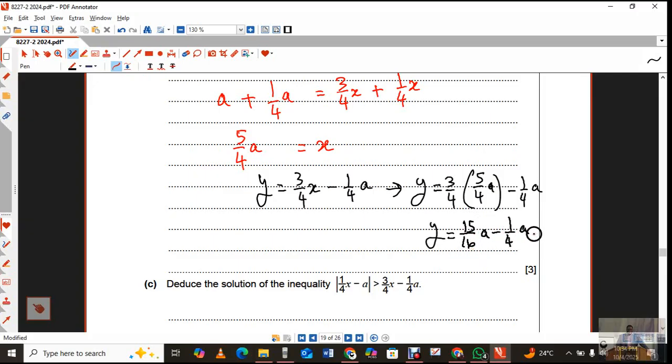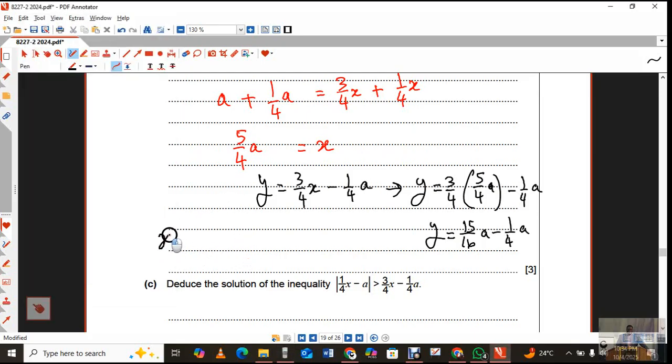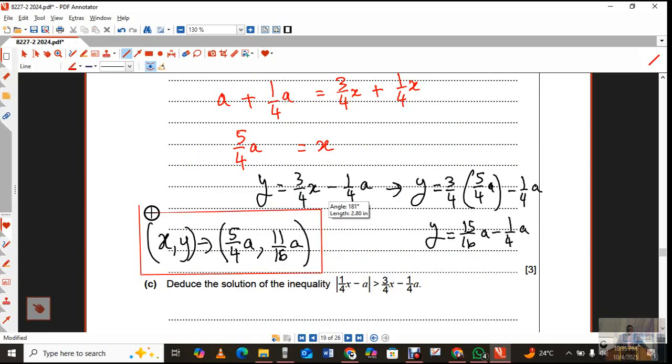minus 1 over 4a. So grab a calculator. 15 over 16, just the numbers, minus 1 over 4. What do we get? 11 over 16. Good. So therefore x, y. The coordinates of x, we know that the coordinate of x is 5 over 4a. The coordinate of y from my calculator is 11 over 16a. Now, of course, you are more than welcome to give those answers as decimals, but that does it for me.